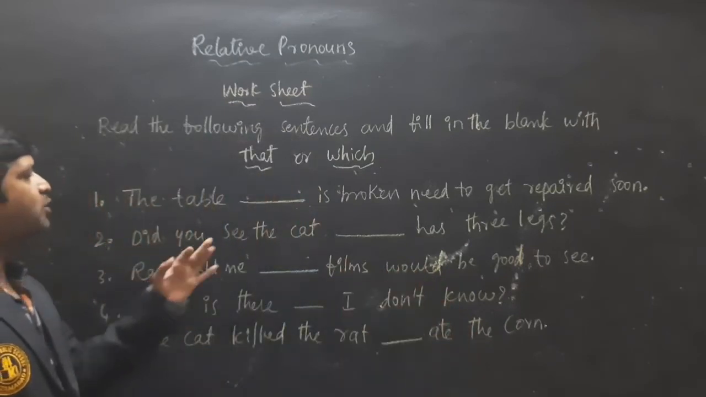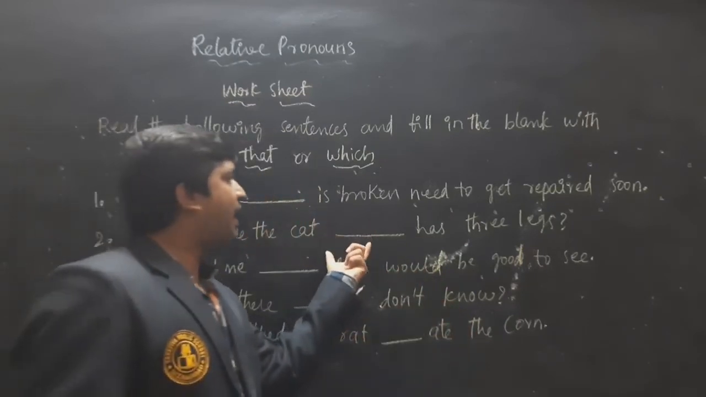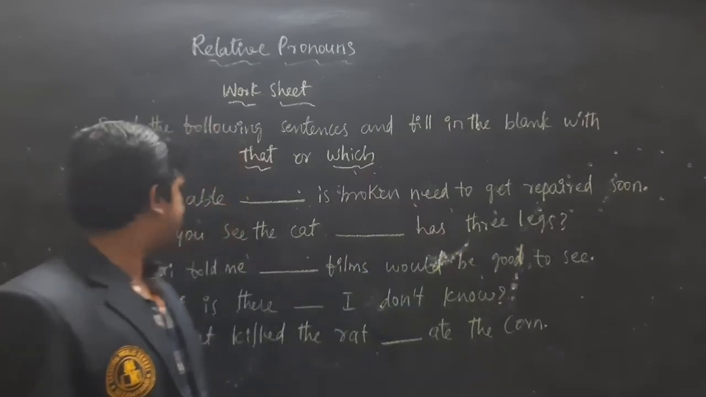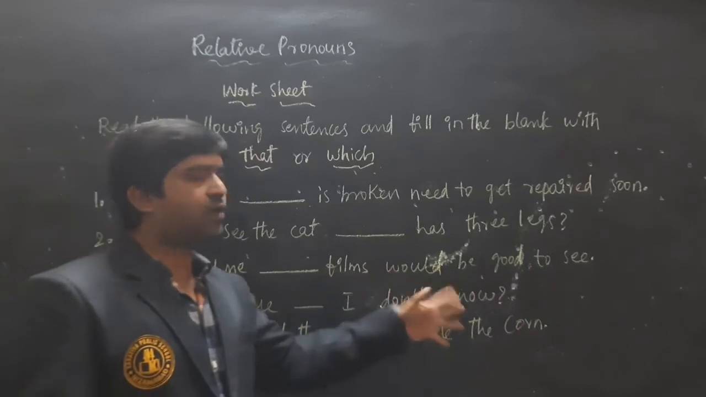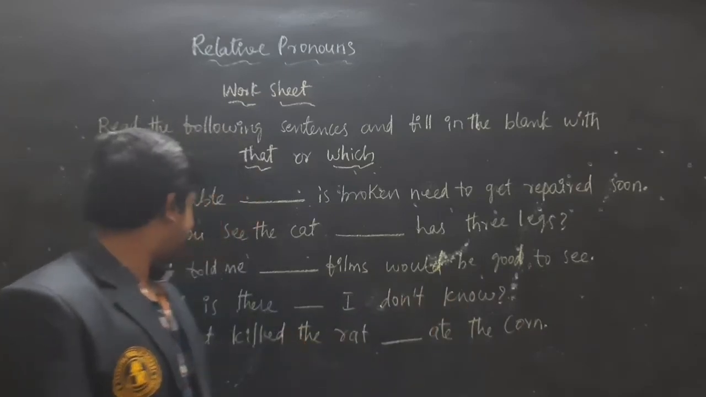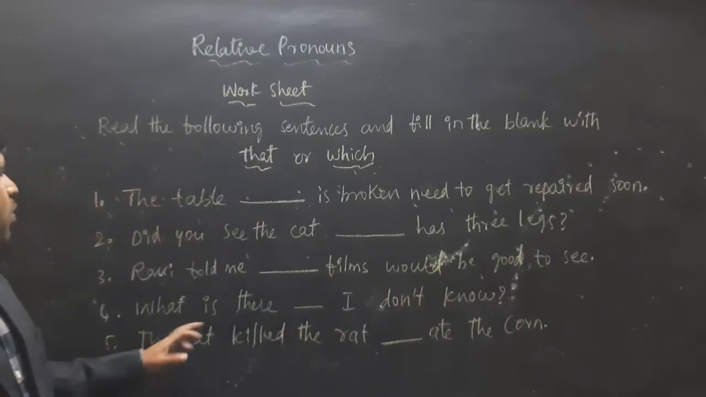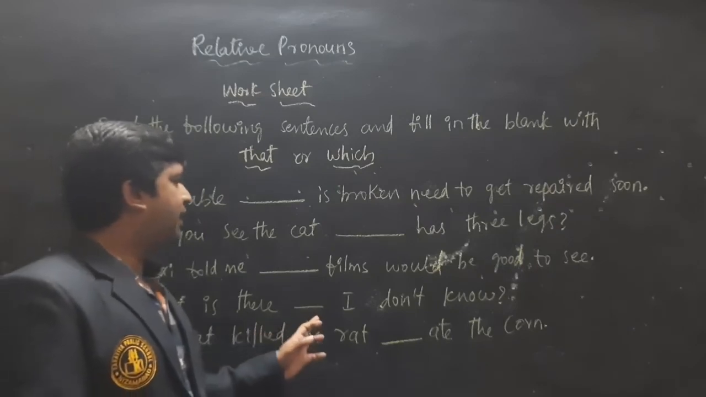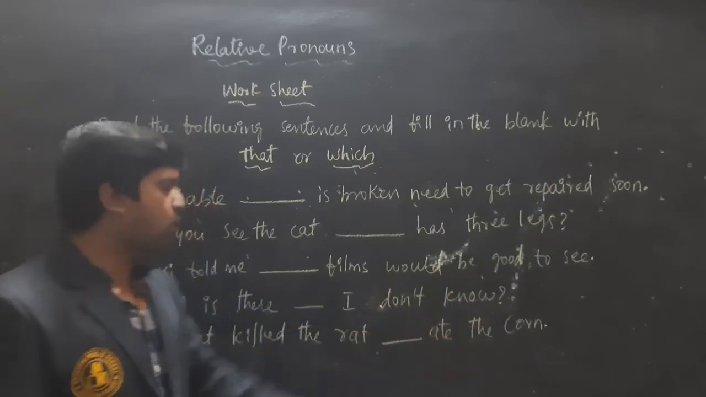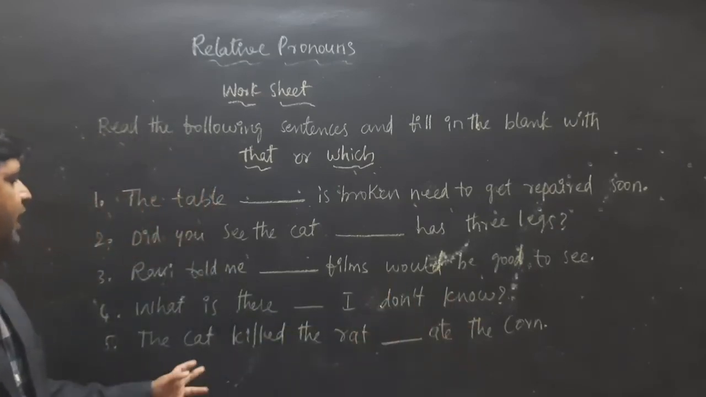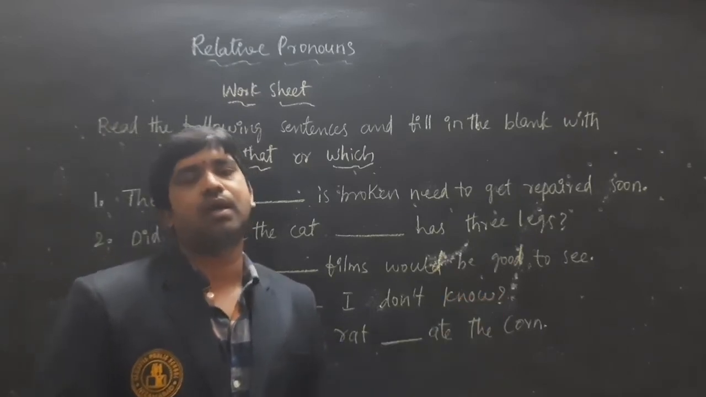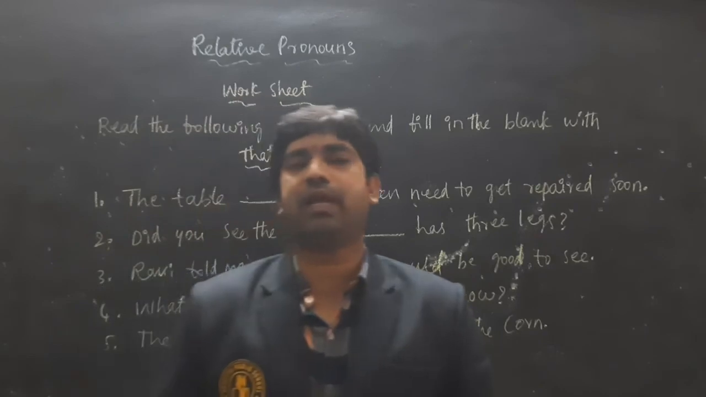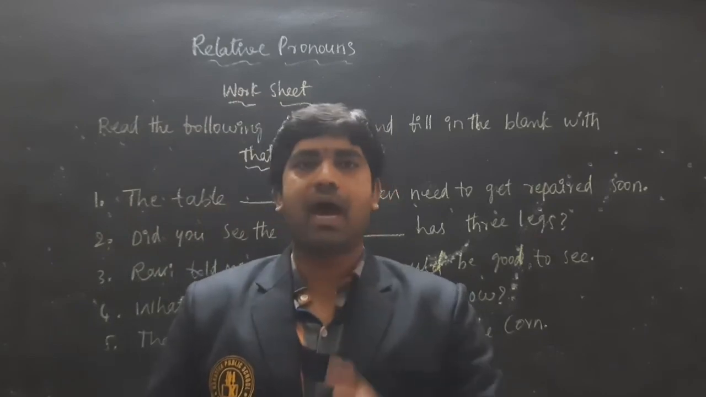Second one: did you see the cat dash has three legs? Third: Ravi told me dash films would be good to see. And the fourth one: what is there dash I don't know. And the fifth one: the cat killed the rat dash ate the corn. Here, read these sentences carefully and write the appropriate answer.